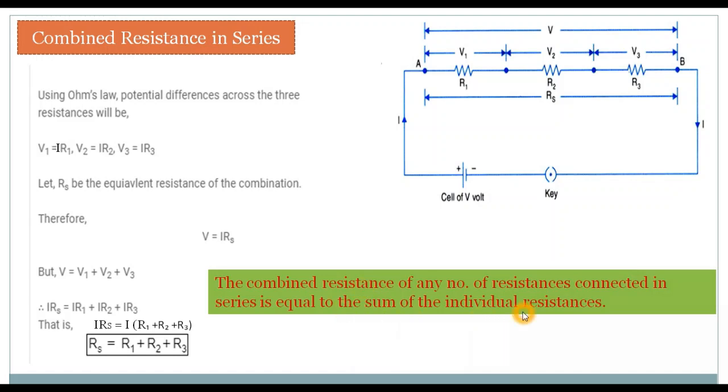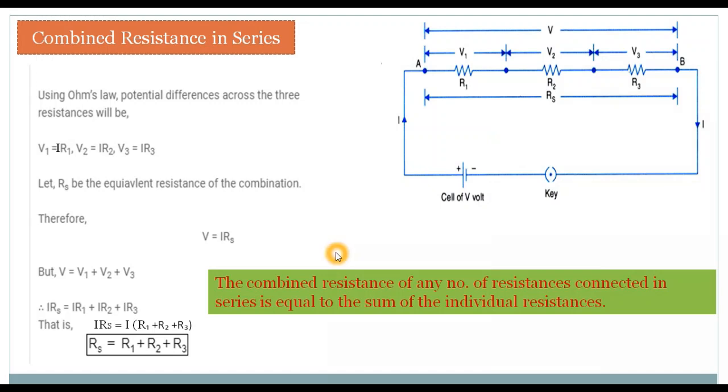Suppose this is having 2 ohm resistance, this is having 4 ohm, and this is having, say, 6 ohm. So if you want to find the total resistance, then you have to sum these individual resistances, that is 2 plus 4 plus 6, and that would be 12 ohm. So the whole circuit will have a resistance of 12 ohm. That is what the formula for combined resistance in series says.